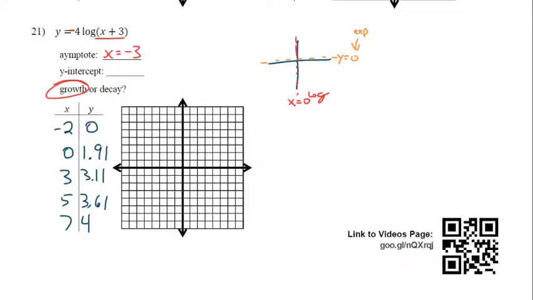So again, start with your asymptote. It's at x is negative 3. So I'm going to put my asymptote right there. Okay. Plot your points. I got negative 2, 0. I got 0, 1.9, which is just practically 2. I got 3, 3.11, so that's just above the 3. 5, 3.61, so it's just above half. And 7, 4. So it's like that.